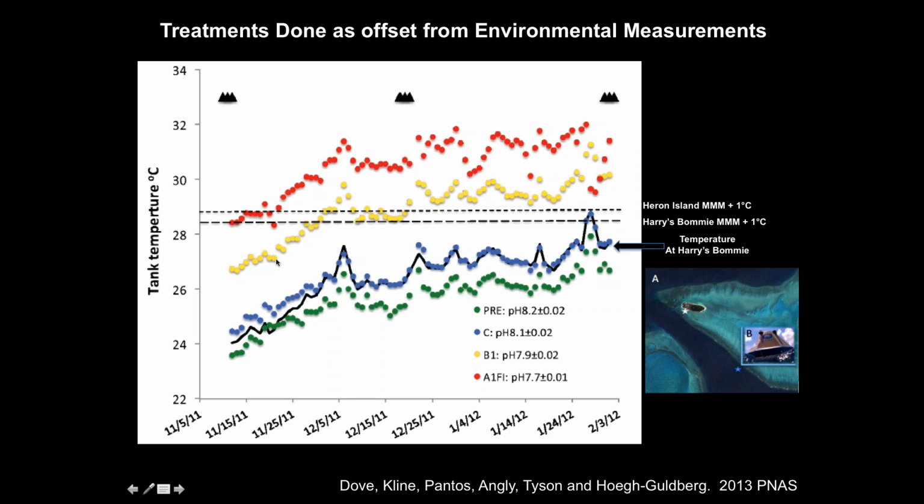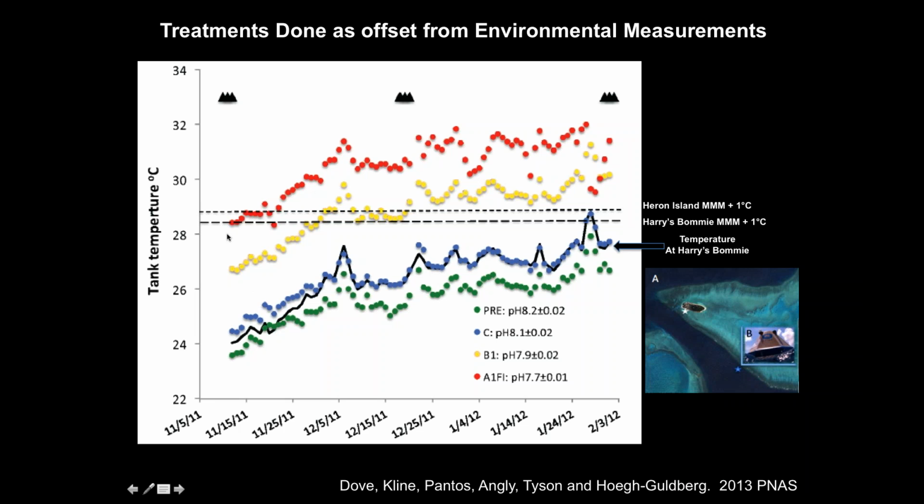And then we had a B1, or kind of a middle of the road scenario, which had about 2 degree higher temperatures and about a 0.4 pH decrease. And then in red, you see we have the kind of business as usual scenario where the temperature increases by about 3 to 4 degrees Celsius, and the pH is dropped by about 0.5 pH units.